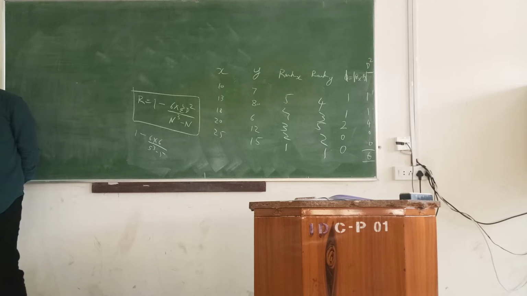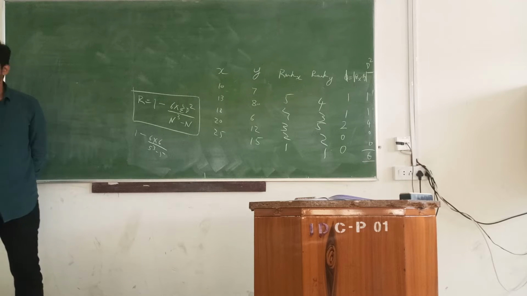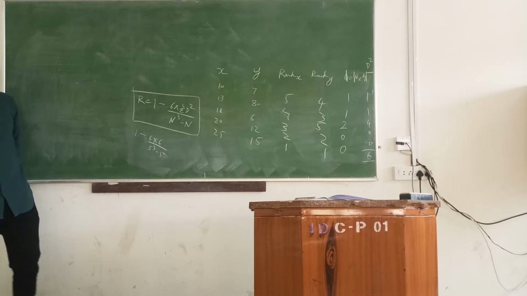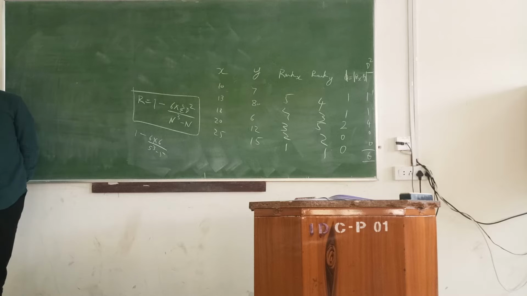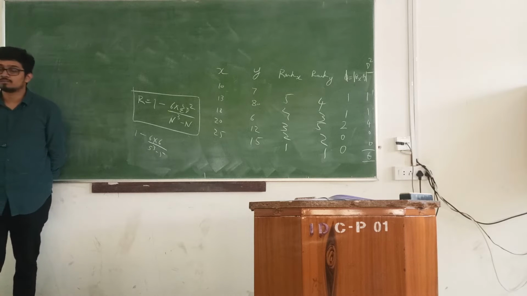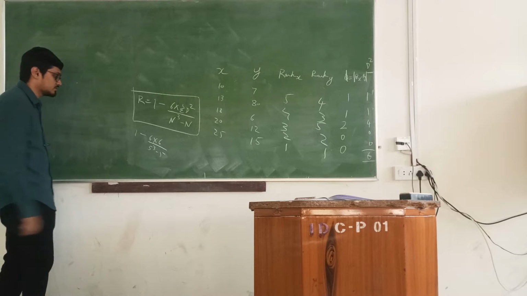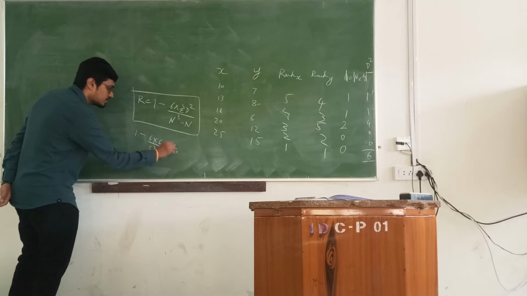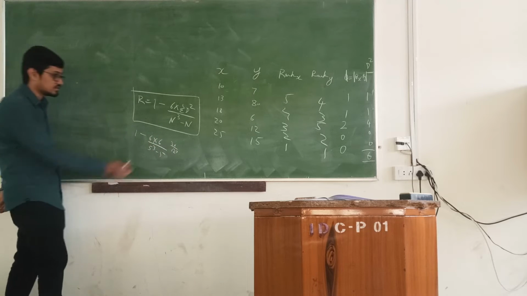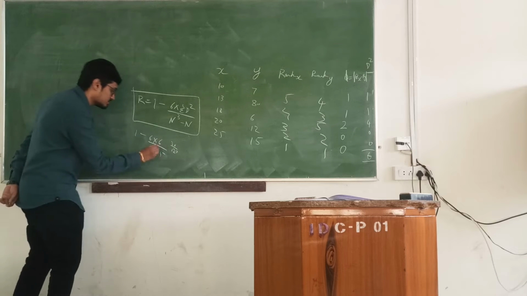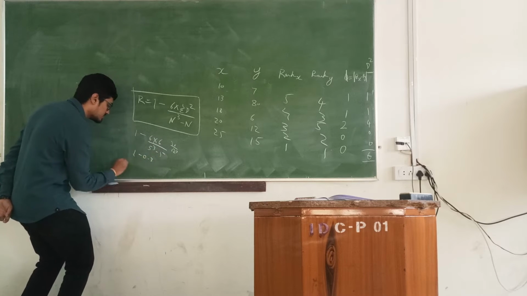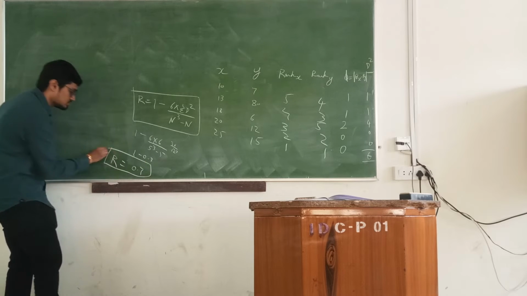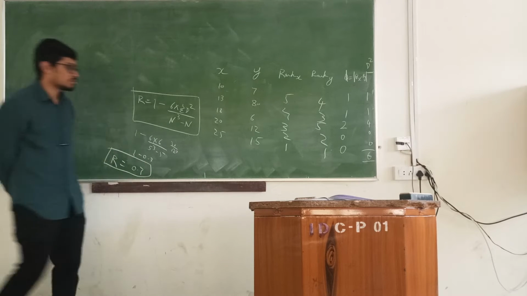Someone tell me the answer. 36 by 120. How much is this value? 0.3. Then 1 minus 0.3 will become how much? 0.7. R is equal to 0.7. This is how you calculate.